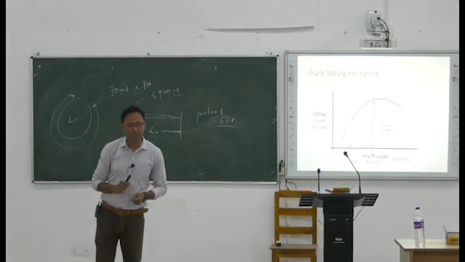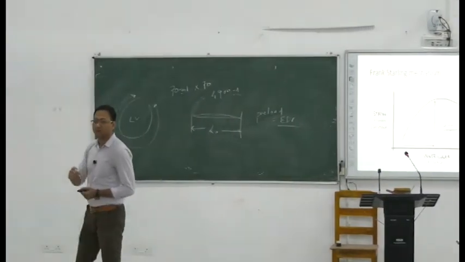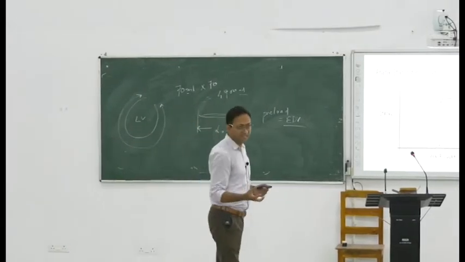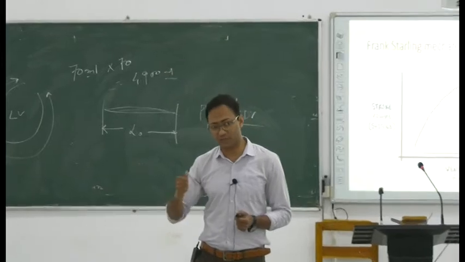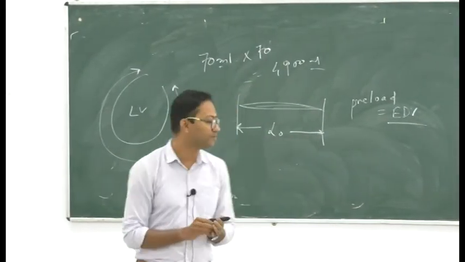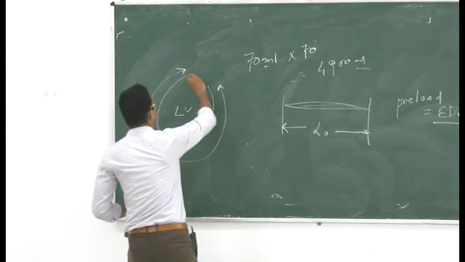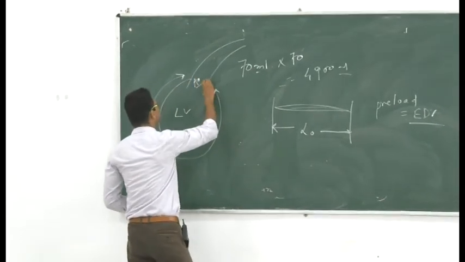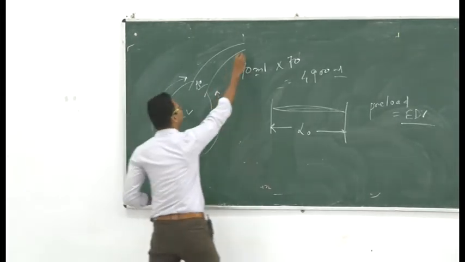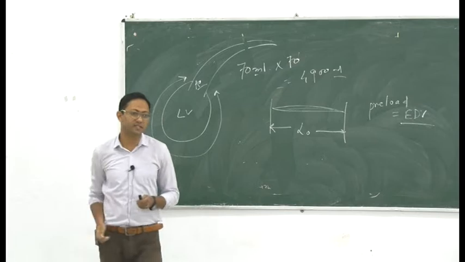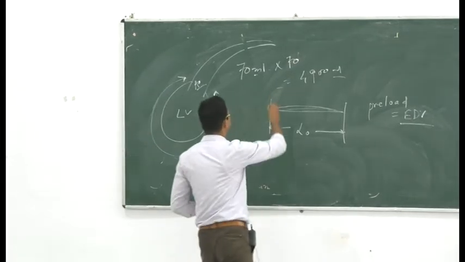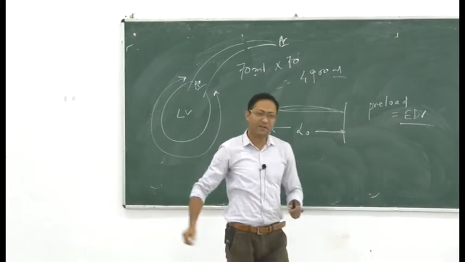Now, afterload. What is afterload? Your examiner will ask the definition. Afterload is defined as the resistance against which blood is expelled. So this is your left ventricle, and from the LV, this is the aorta, and this is the more peripheral arteries. Now, if we constrict the peripheral arteries, what will happen?